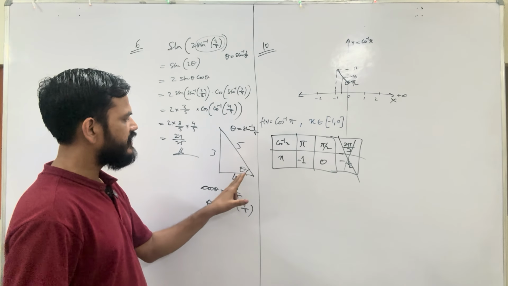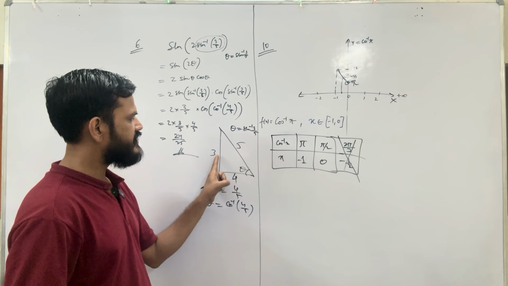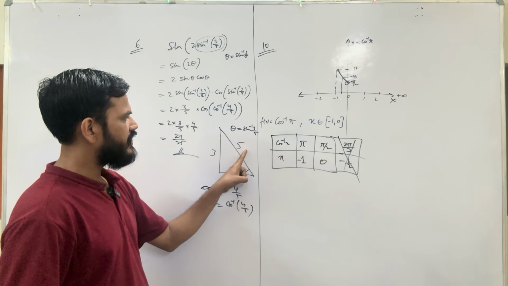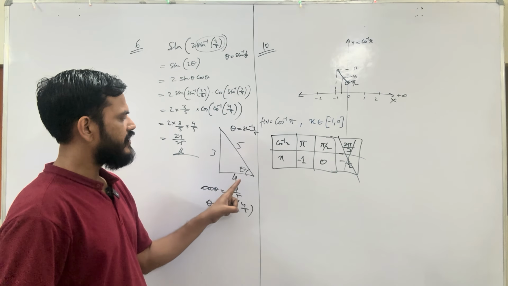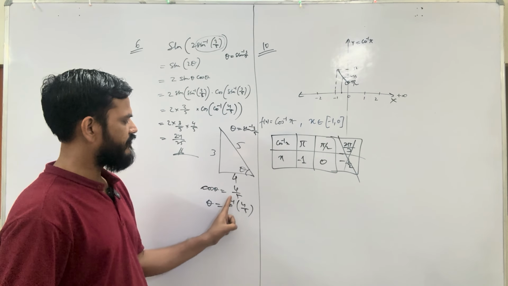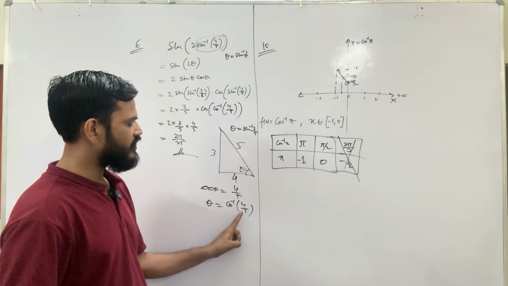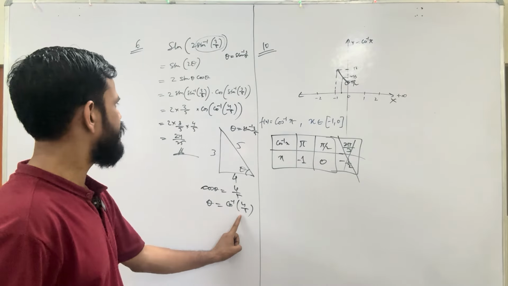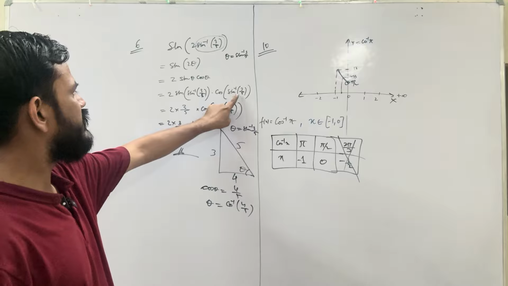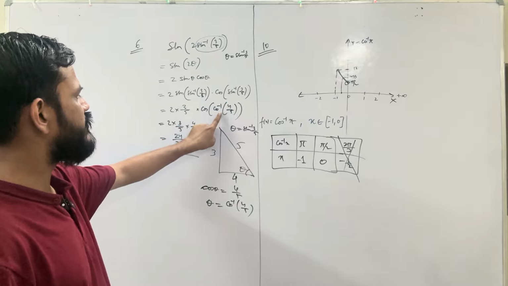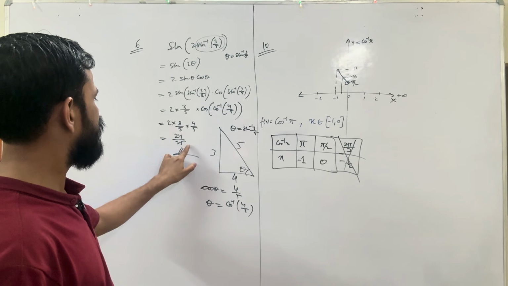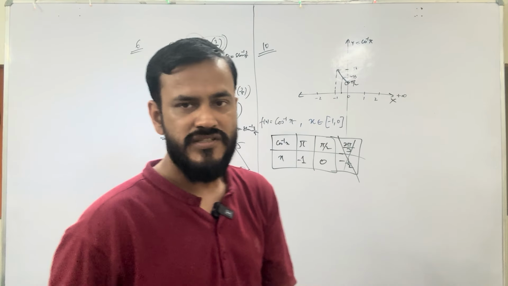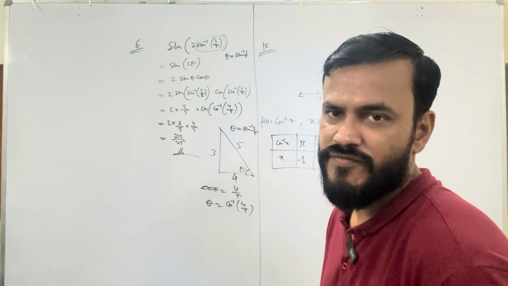Now we draw a right angle triangle where theta is here, and sine theta is 3 by 5, because theta equals sine inverse 3 by 5. So cos theta will be 4 by 5. So theta can be written as cos inverse 4 by 5. We put sine inverse 3 by 5 equal to cos inverse 4 by 5. These two get cancelled. You have 4 by 5, and if you solve, you get 24 by 25. That's how you solve such kinds of problems.